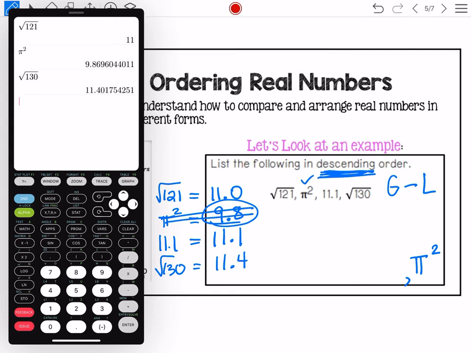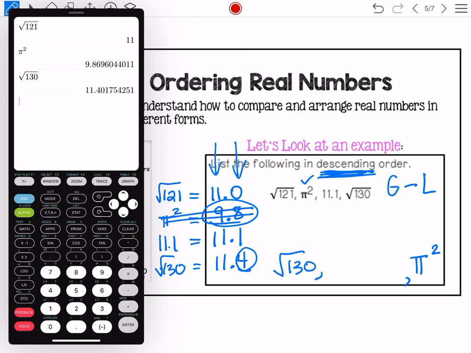Now, let's look at our place values. If we look, we have 11, 11, and 11. Again, nothing is different here. So then we move to the tenths place: 0, 1, and 4. And now we can clearly see there's a difference. Again, we're going from greatest to least. So if I'm looking at 0, 1, and 4, 4 is the largest. So I know that the square root of 130 is going to be at the beginning of my order.